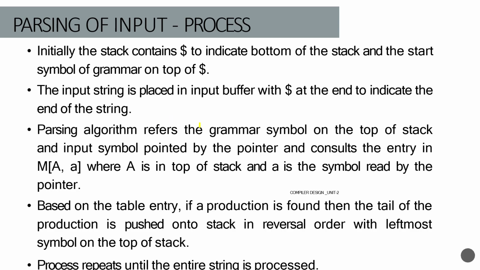The parsing algorithm refers to the grammar symbol on the top of the stack and the input symbol pointed to by the pointer, and consults the entry in M of A comma a, where A is on top of the stack and a is the symbol read by the pointer. Based on the table entry, if a production is found, then the tail of the production is pushed onto the stack in reverse order, with the leftmost symbol on the top of the stack. The process repeats until the entire string is processed.